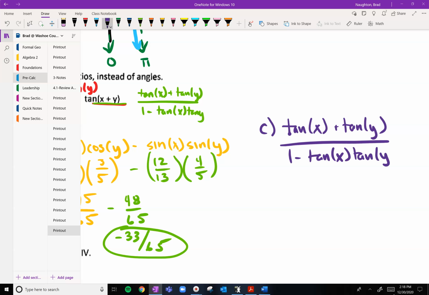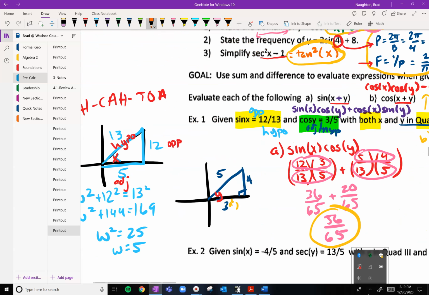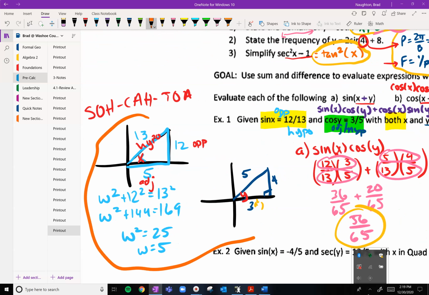So the tangent of x is going to be 12 over 5, and the tangent of y is 4 over 3. Now again, we did that because we went over here, and we use our TOA of opposite over adjacent. So that's going to be 12 over 5, and then 4 over 3. We don't have a common denominator here, so we're going to need to do that. That common denominator would be 15, so 3 and 3, 5 and 5.